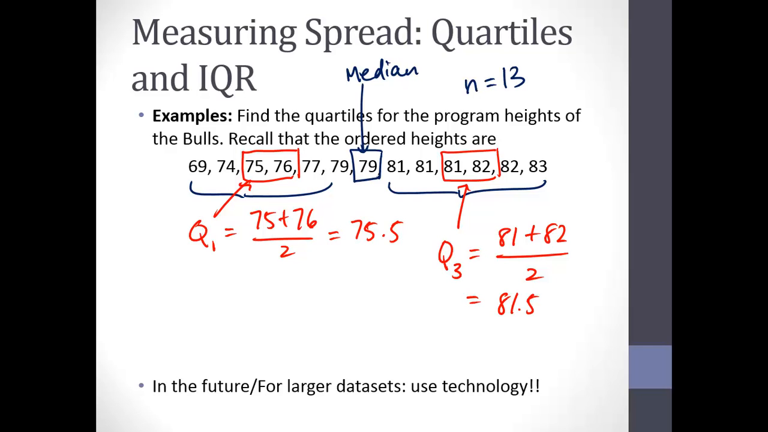So we've been doing all these by hand, and I think that's very important. It's good for you to get a sense of what these things are and what they mean. The good news is in the future, or definitely if you have a larger data set, say you have 142 numbers, you don't want to take the time to put all those in order and count through. So we're going to use technology in general to find these things. But just again, working through the calculation so that you know exactly what we're talking about here.